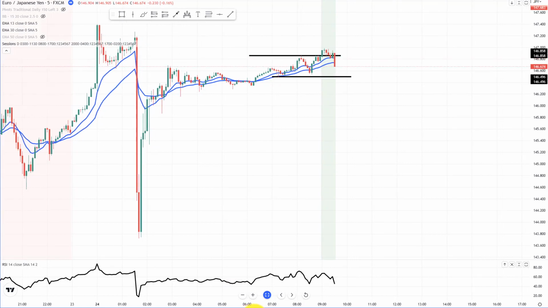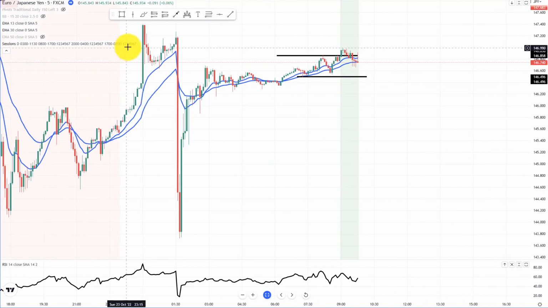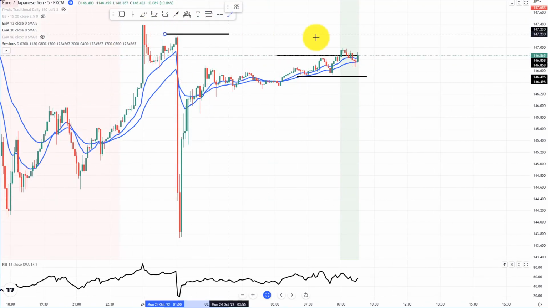We get a break and retest. It's just so much here. We are just trading into this one. Big supply area. I would not be super confident with that.